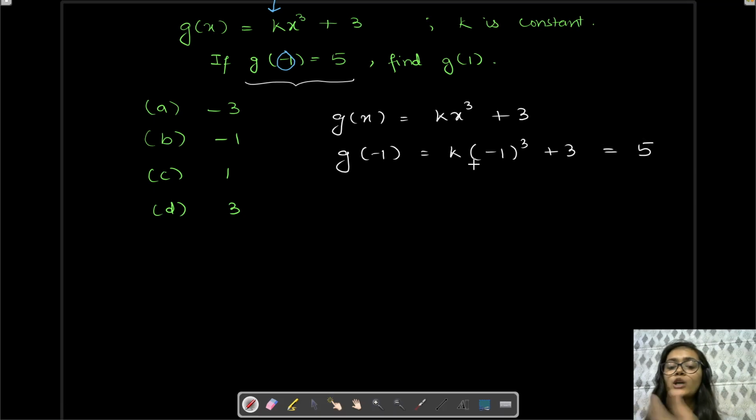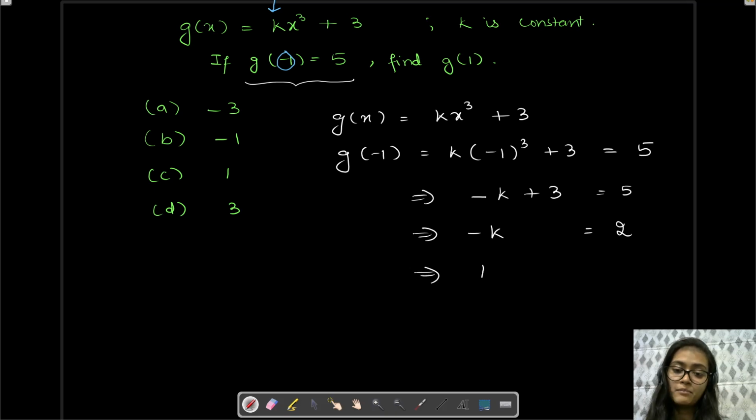So you'll get a linear equation in variable k. Negative 1 cubed is negative 1. So you get that times k is negative k plus 3 is equal to 5. Subtract 3 from both sides. So you get negative k equals 5 minus 3, which is equal to 2. So that means k is equal to negative 2. So that gives us our function g of x is equal to negative 2 times x cubed plus 3.